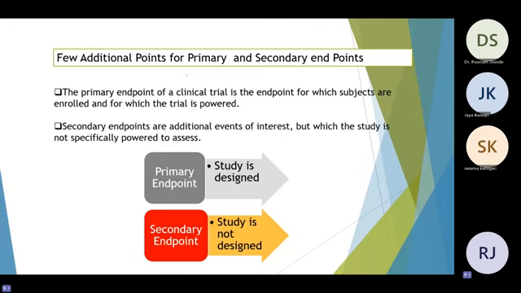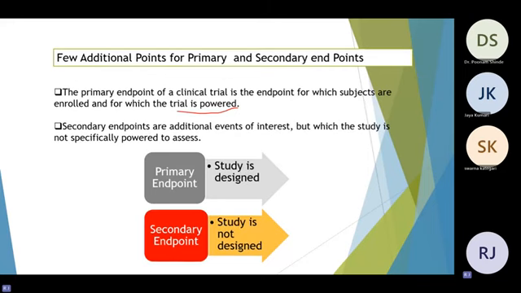So a few additional points for the primary and secondary endpoint. The primary endpoint of a clinical trial is the endpoint for which subjects are enrolled and for which the trial is powered. When I say the trial is powered, what do I mean? Trial is powered means the whole trial is designed for the primary objective only.